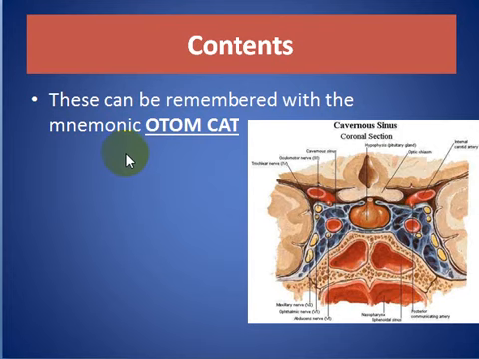The contents of the cavernous sinus can be remembered with the mnemonic "OOOMCAT": oculomotor, trochlear, ophthalmic, maxillary, carotid artery, abducent, and trochlear nerves.